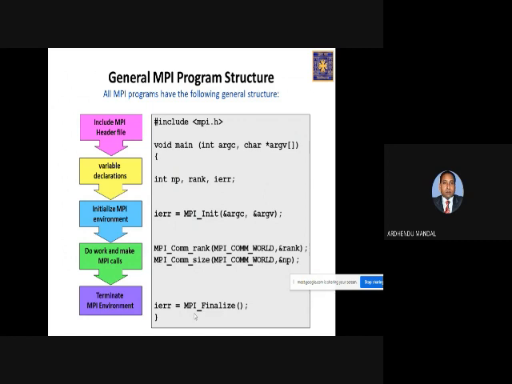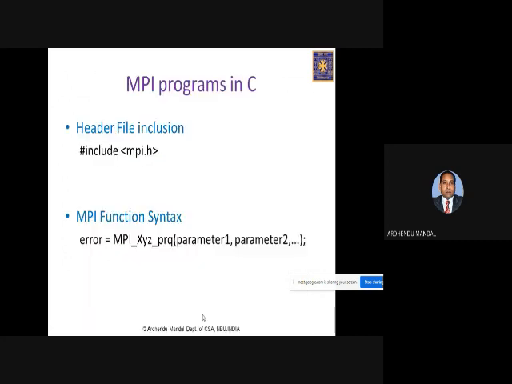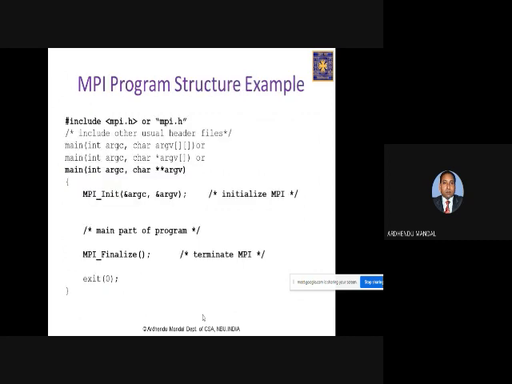And we have two functions. For initialization, we have MPI_Init, and for finalization, MPI_Finalize. That way, using these functions, we can write parallel programs in C for these parallel systems.